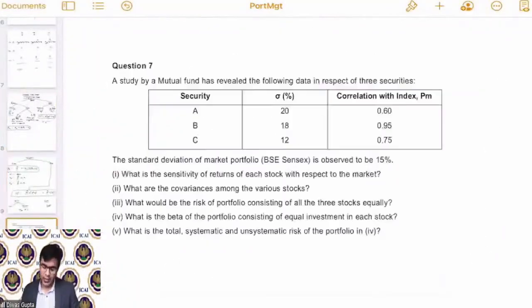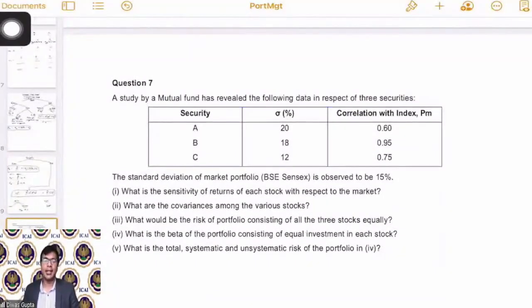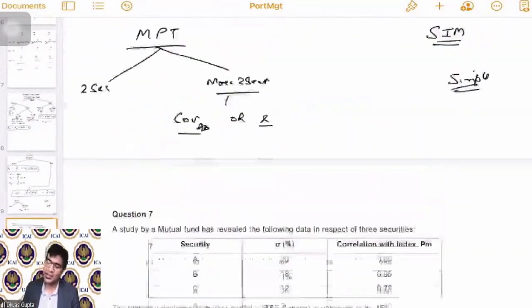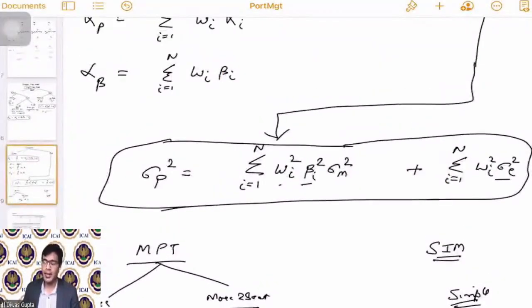Okay. Now let us go to question number 7. So this is again from the same assignment that we were discussing in the earlier session. Okay, so Naveen is asking that in single index model, there is no correlation between securities. Then how will diversification work? So good question, Naveen. I think all of you are thinking on very good lines.